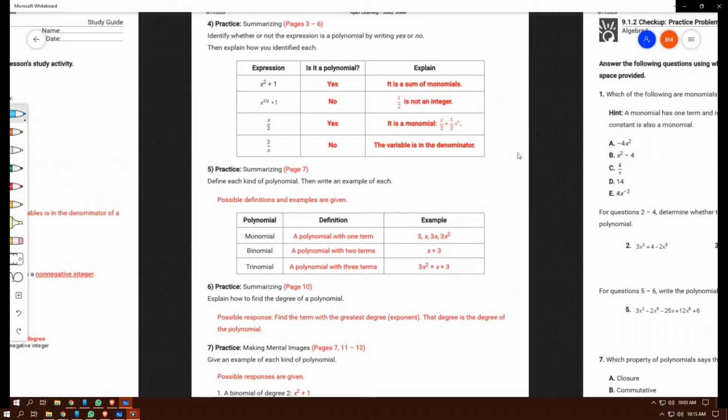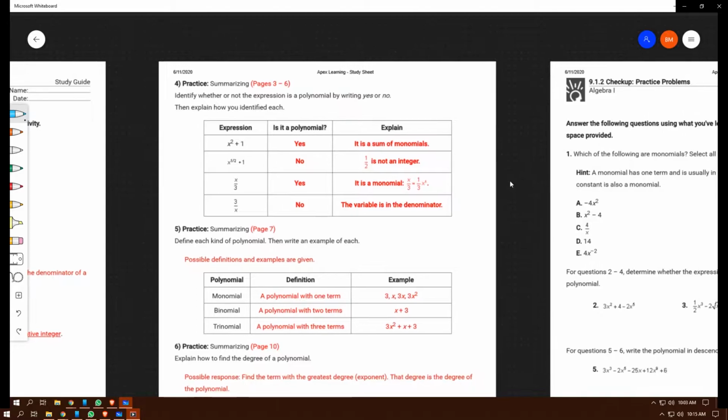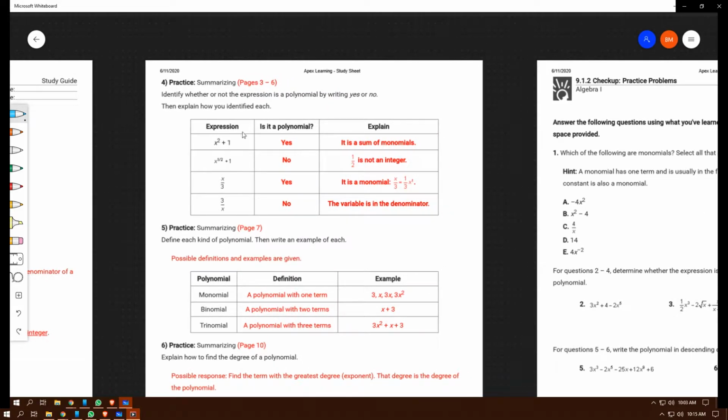All right. Let's go over a little bit of what is a polynomial and what is not a polynomial. We'll focus on what is not. So the first one's fine. The second one is not a polynomial because the exponent is a fraction. It's not an integer, so we cannot have fractional exponents. Our exponents must be non-negative integers, meaning positive integers. So the third one is fine. Now the fourth one is not because the variable is in the denominator. The variable has to be in the numerator. You can't have it in the denominator.